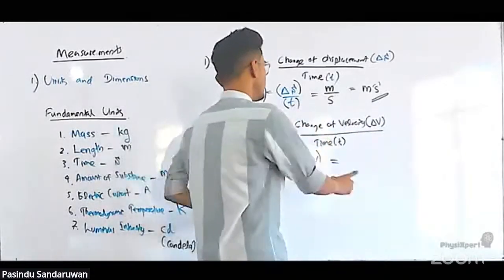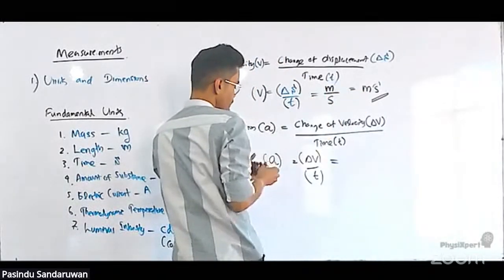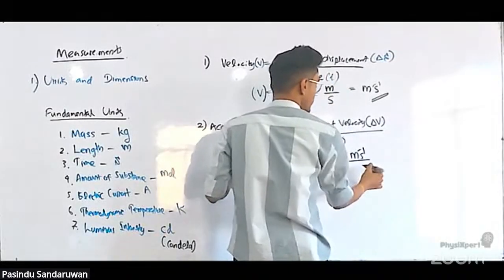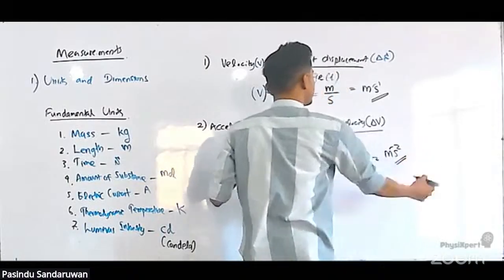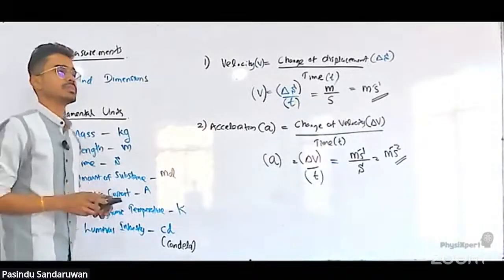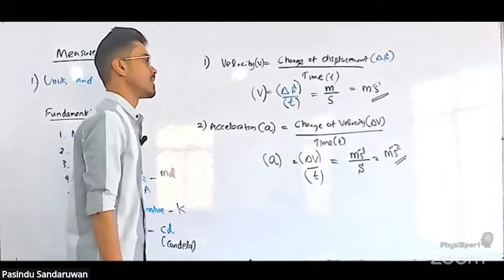Right? Then we know velocity is measured in ms minus 1. That we have proved already. Velocity is measured in ms minus 1 over time in seconds. Simplify this, ms minus 2. Right. Clear enough? Right? Let's move on. Next.